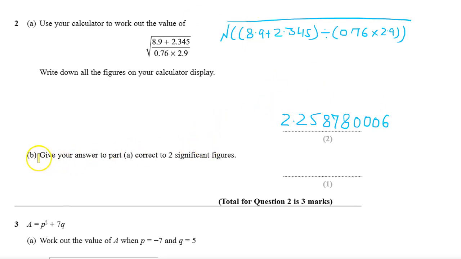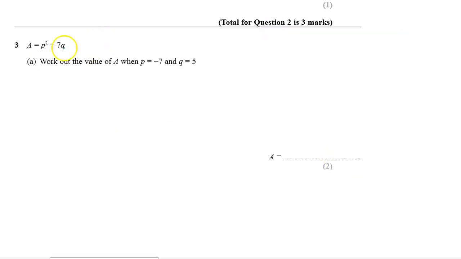Now it's saying that give your answer to two significant figures. So these are the two significant figures, and the next number is 5. So it's 5, which is not less than 5, so you have to increase this value. So you will write 2.3.